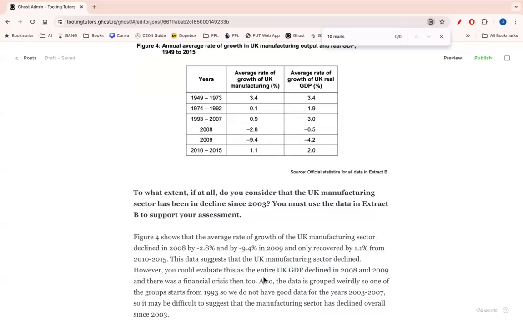And there was a financial crisis, but the better evaluation is this one. The data is grouped weirdly. So one of the groups starts from 1993 to 2007. So we don't have good data independently for just 2003, 4, 5, 6 to 7. So overall, it might be difficult to suggest that it has declined or not.